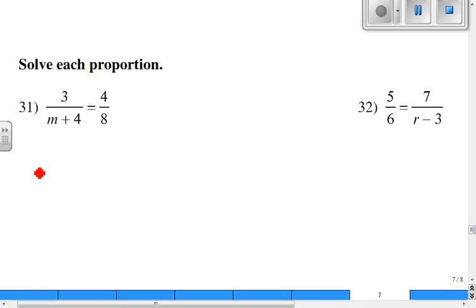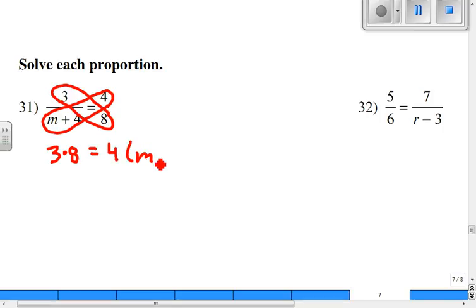Okay, I'm asked to solve a proportion. This is the one and only time that I get to cross multiply. So I'm going to have 3 times 8 is equal to 4 times the quantity m plus 4. 3 times 8 is 24. I need to distribute here. So I have 4 times m is 4m plus 16.